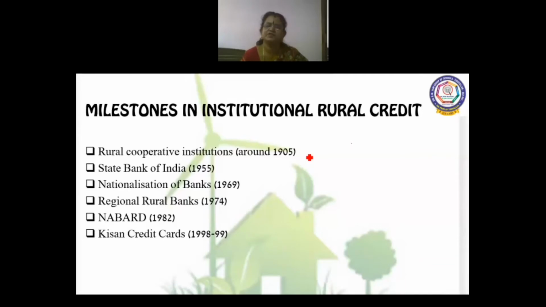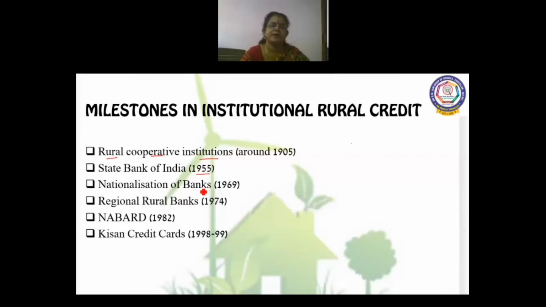Milestones in institutional rural credit. Initially, the rural cooperative institutions were assigned the role of extending credit to farmers. Later on, the government realized the importance of a public sector undertaking. Therefore, in 1955, the State Bank of India was set up. But one bank cannot fulfill the needs of the farmers.